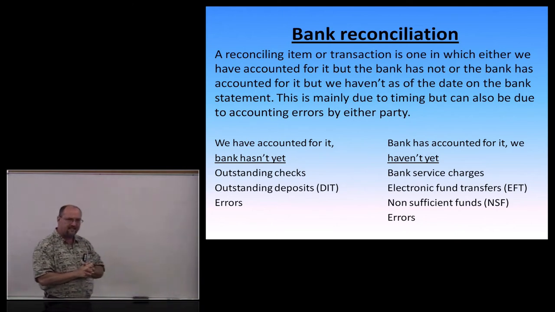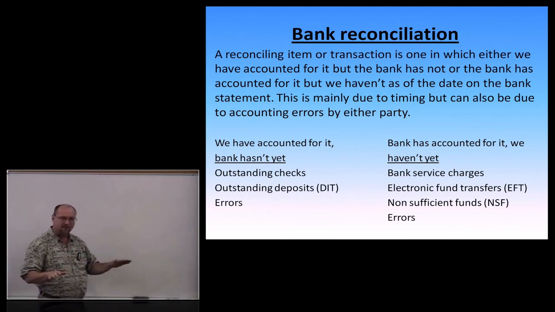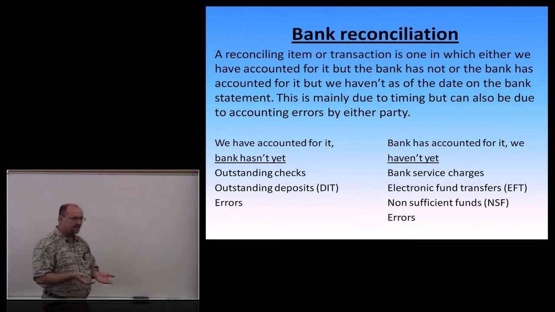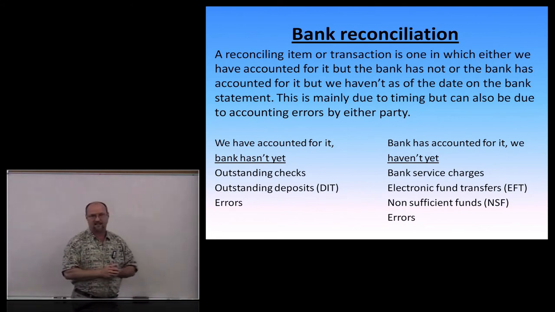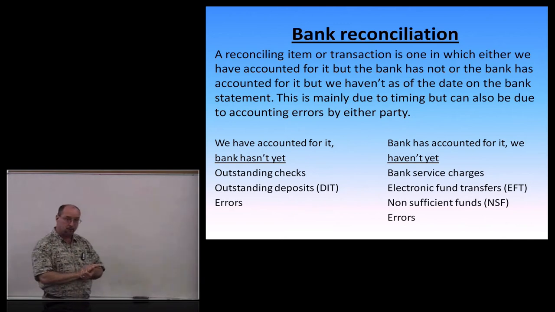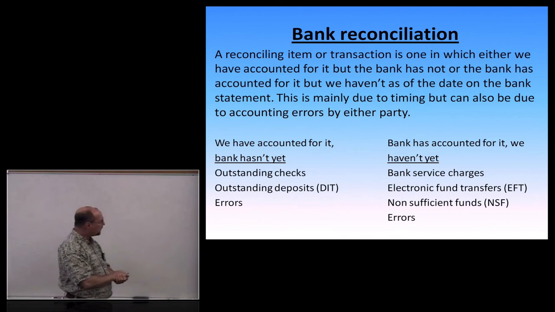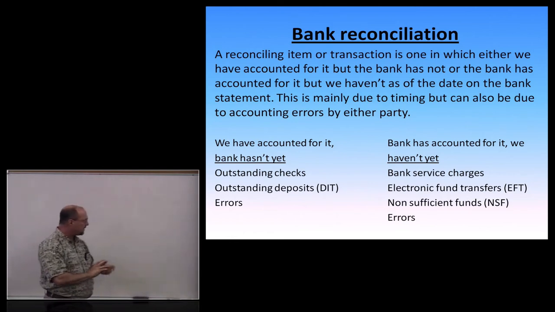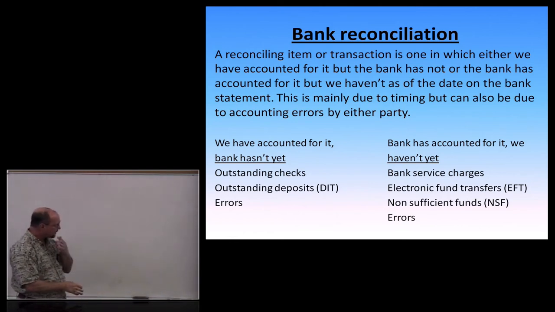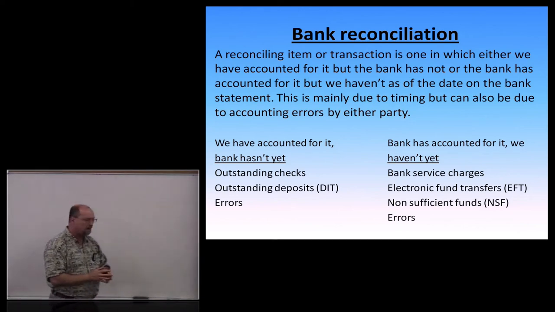Remember, if a transaction has been accounted for by us and has also been accounted for by the bank, it's not a reconciling item. If neither of us has accounted for something, it's not a reconciling item. It's only when one side has accounted for it, but the other side has not yet accounted for it. And that's predominantly due to timing issues and sometimes because of errors. Okay, we have accounted for it. The bank has not yet accounted for it. So we have two primary reconciling items in this category: outstanding checks and outstanding deposits, which are commonly called deposits in transit.